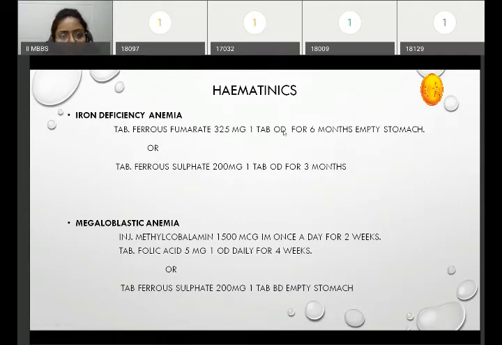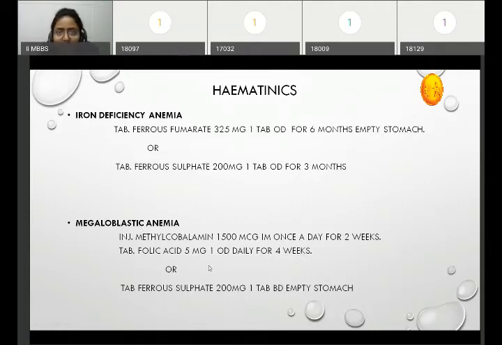The duration of this iron tablet depends on the severity of anemia. It takes about 1 to 3 months for symptomatic relief of this iron deficiency anemia, and to replenish the stores, it requires 3 to 5 months. That's why we are giving for 6 months. If you are using the ferrous sulfate salt, then its dosage is 200 milligram, one tablet taken for 3 months. This was regarding iron deficiency anemia.